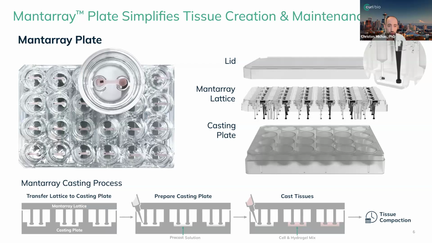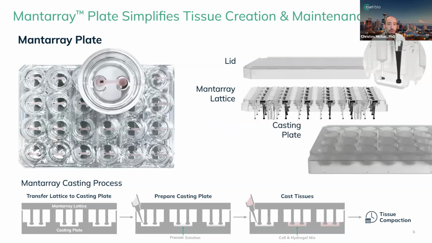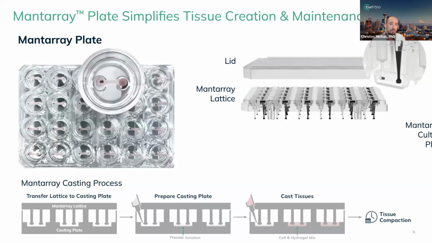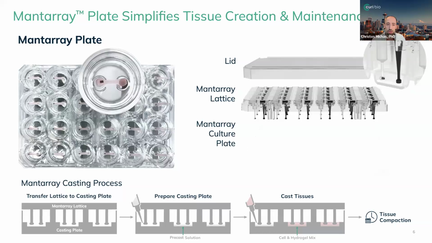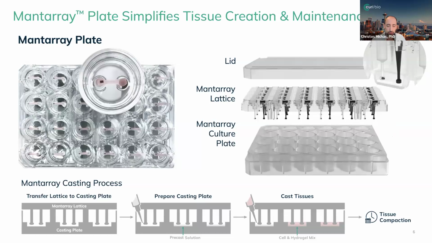Once the tissues are formed, all you have to do is lift the Mantarray lattice and place it within a Mantarray culture plate in fresh media. And as you maintain the tissues, all you have to do is switch out the culture plate again. So now that I have showed you how to make tissues and how Curi Bio has simplified that process, what do you do with them?